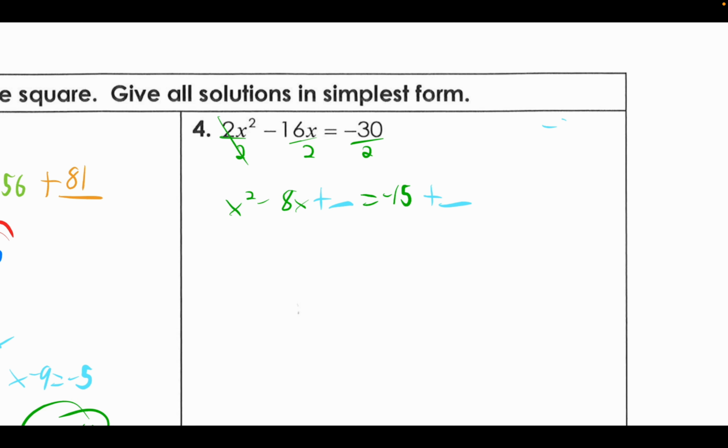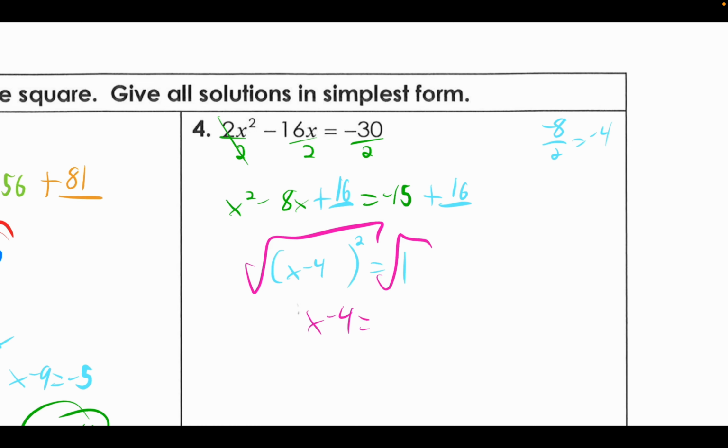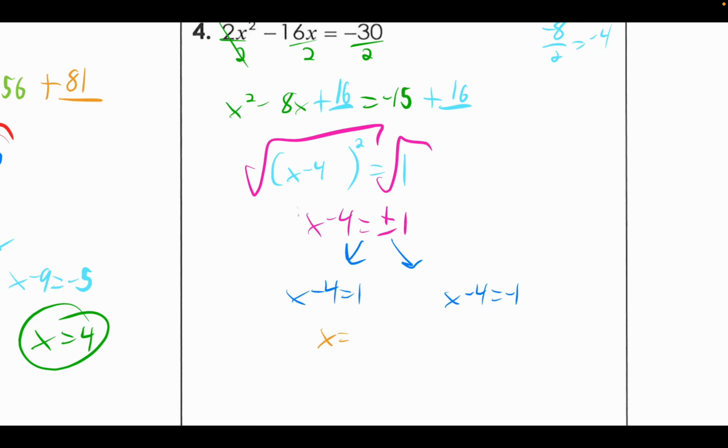That's better. And so now as I have negative 8 divided by 2, I get negative 4. Square that and I get 16. Now as I factor the left side, I get x minus 4 quantity squared. On the right side, I get 1. I square root both sides, and I get x minus 4 equals positive or negative 1. I now have to make both cases here, where I'd have x minus 4 equals 1, and x minus 4 equals negative 1. I add 4 to both sides of each equation, and I get x equals 5 and x equals 3.